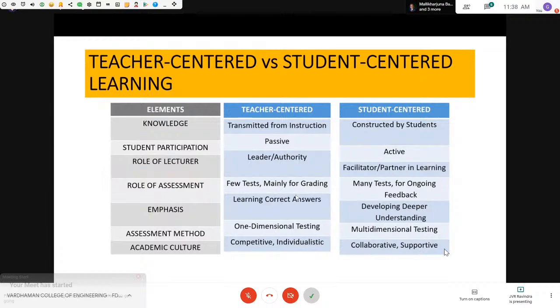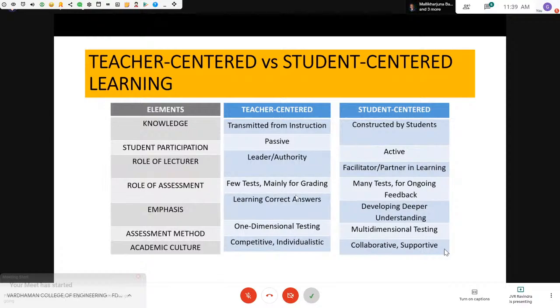And the role of assessment: a few tests, mainly for grading. That's what we do. But if it is student-centered, you have to conduct many tests. At least once a week you have to conduct one test, at least in the tutorial hour. Just tell them you are taking a test on so-and-so, give a problem and do it. And you have to correct them also. If you don't correct them, they won't write the next test seriously. The emphasis is on learning correct answers and developing deeper understanding, so you need to discuss the questions then and there itself.